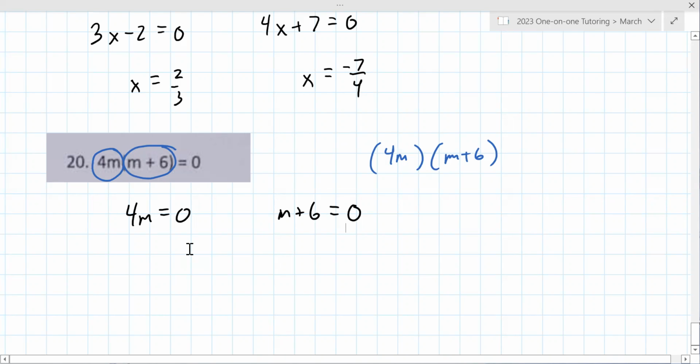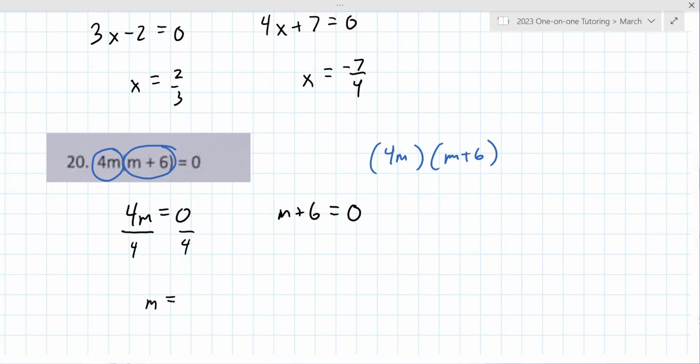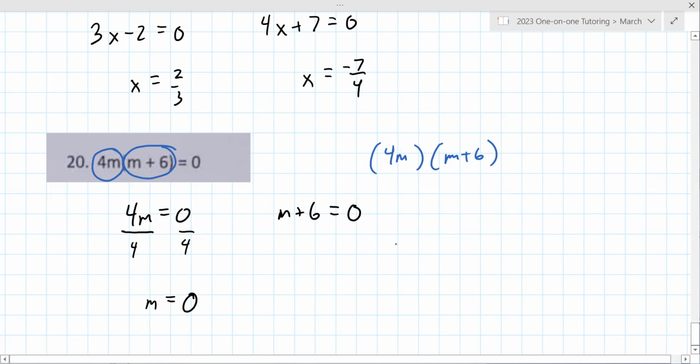So would it be 4m equals 0 and m equals -6? The one on the left, you can divide both sides by 4. You have to get m equal to something. So what is 0 divided by 4? Think of division as a sharing problem. You have nothing to share, and 4 friends are coming over to eat. What are they going to get? They're going to get 0, nothing. And the other one is correct, -6.